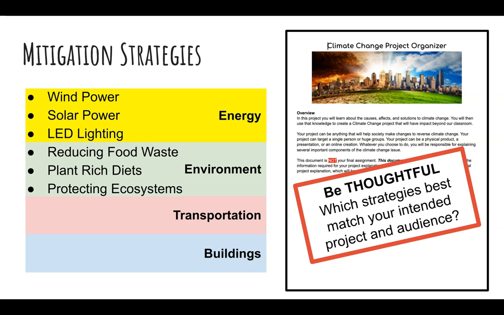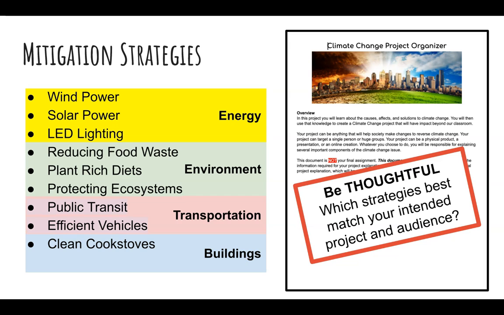In the topic of transportation, you could research how public transportation can help reduce climate change, or how efficient vehicles could be used. That includes things like hybrids and electric cars. Finally, in buildings, you might want to research clean cook stoves or building efficiency. Reminder, it doesn't matter which strategy you research, but it should be related to your project and it should be targeted at your audience.